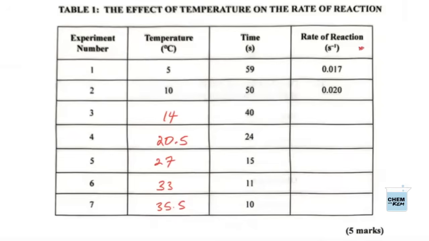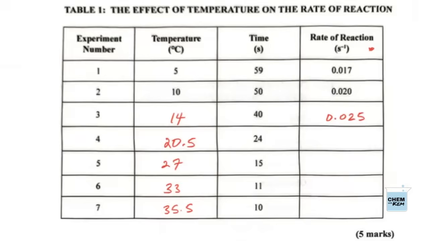That's over here. All right, so 2 were done for us. So we're just going to take the time, whatever is given, and we're going to find the inverse of that. So we're going to take 40. I'm going to say 1 divided by 40, and that will give us 0.025.